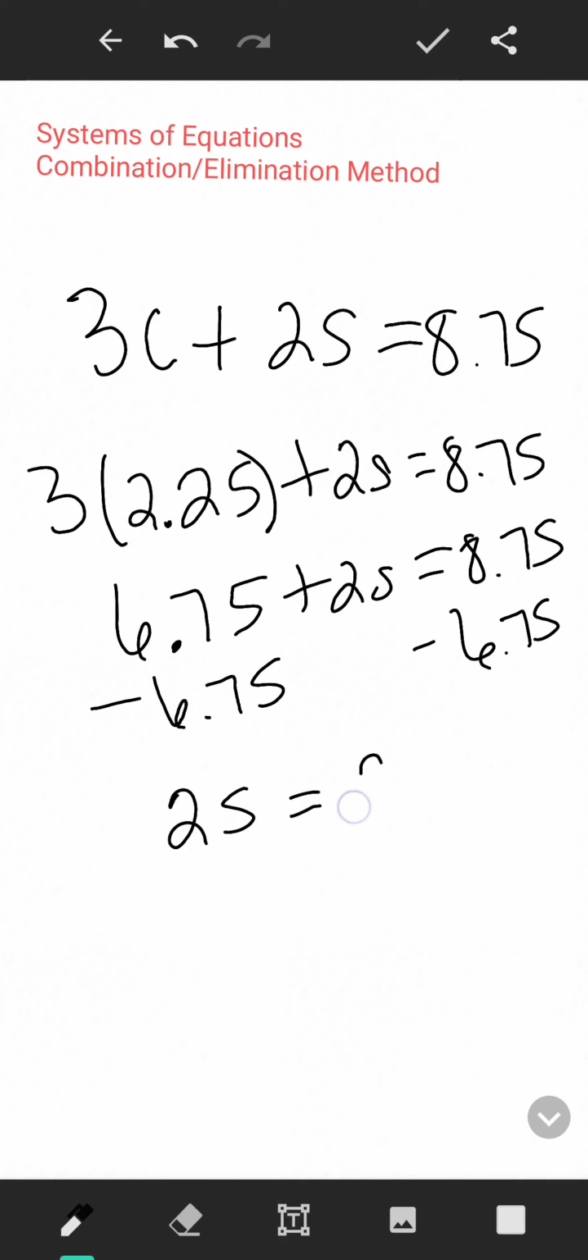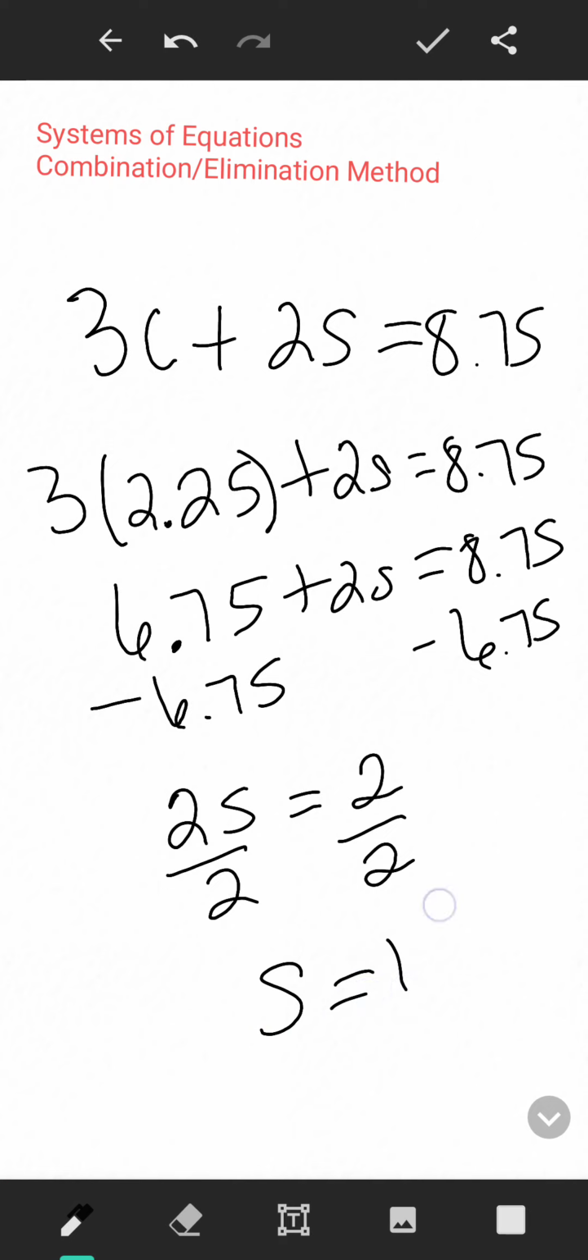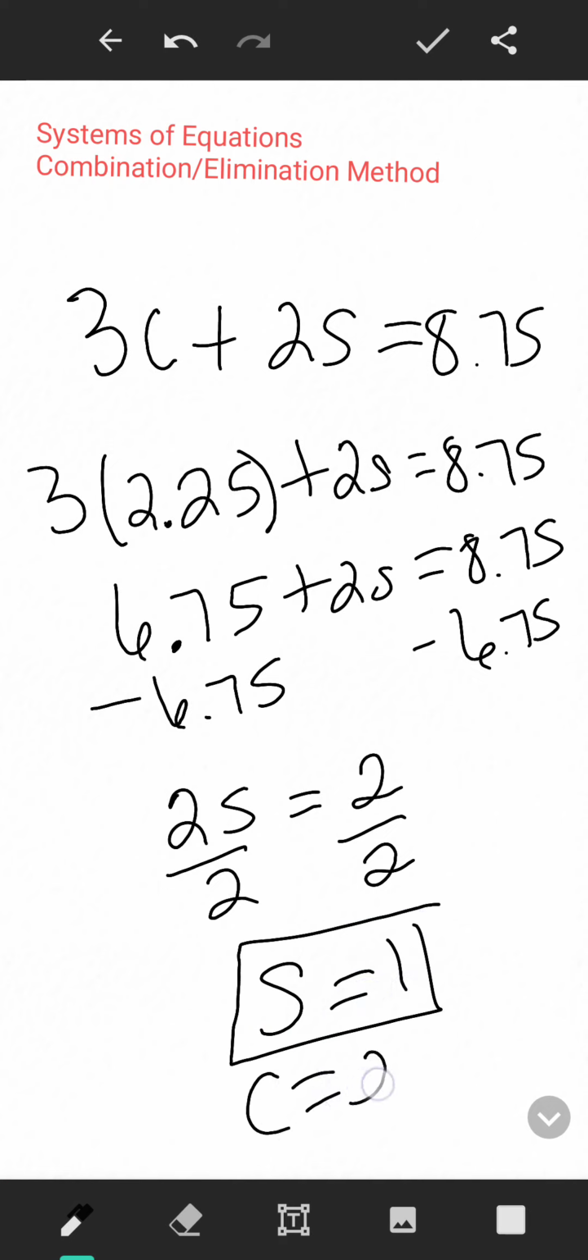2S is equal to 2. And then divide both sides by 2. S is equal to 1. So now you have C is equal to 225 and S is equal to 1. And you'll substitute that back into the equation to solve for what they wanted you to solve for.